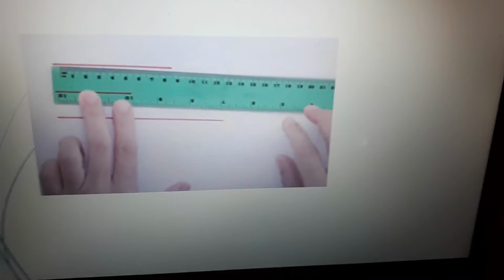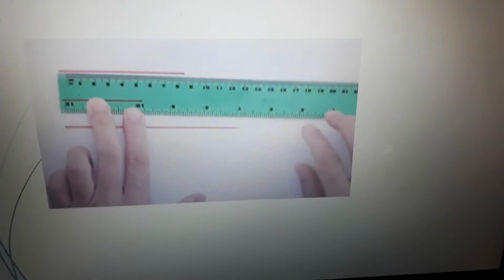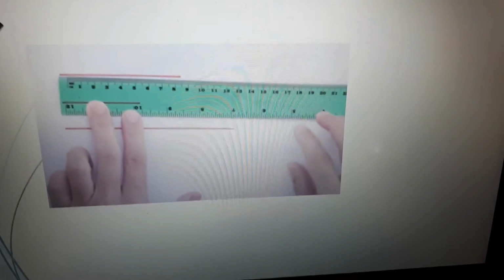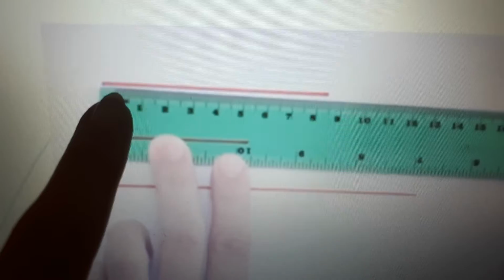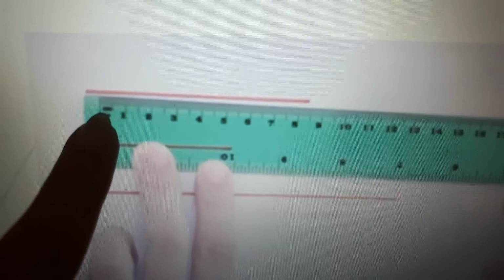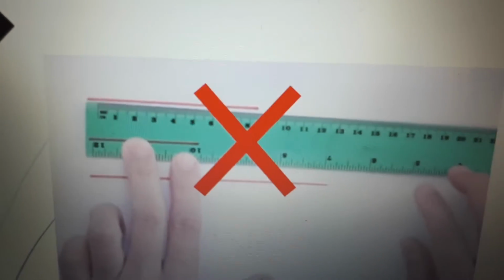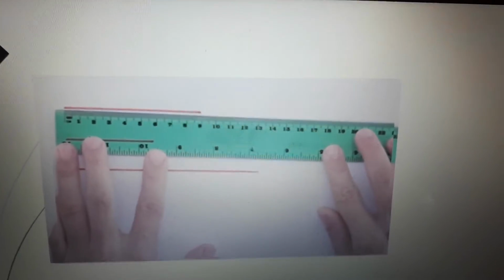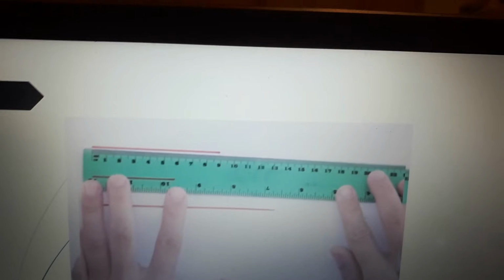Now, do you think that this is a good way to measure the length of the red line using the ruler? Look here, you see? She didn't start from 0, so this one is wrong. You have to start from 0 in this way. Put the measurement on 0. Look here, this is 0, you see? First here, 0.